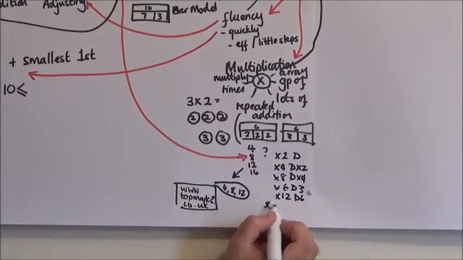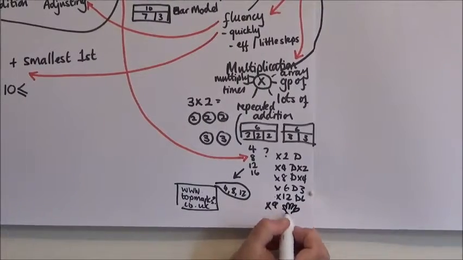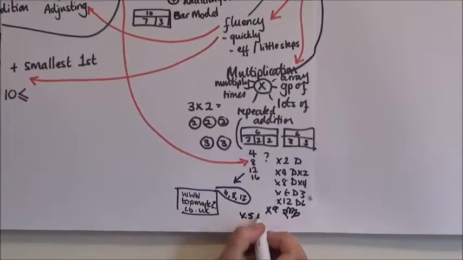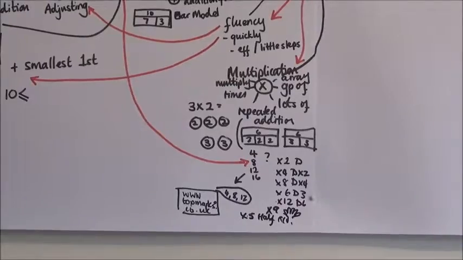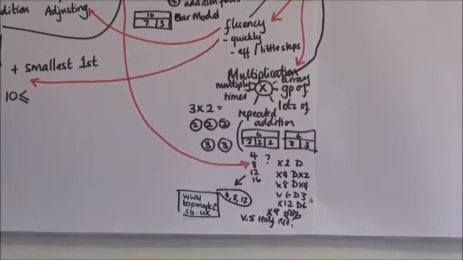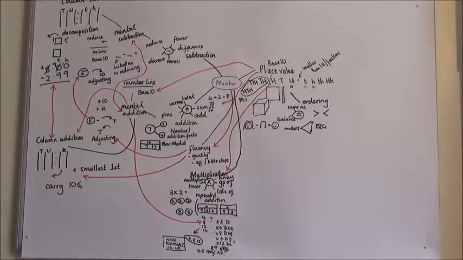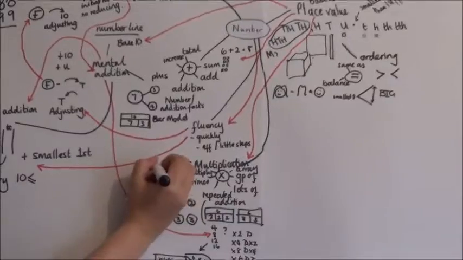We used our fingers, that's a better picture this time, for our 9 times table, and we knew that timesing by 5 was the same as halving timesing by 10. Okay, so timesing by 10, 100 and 1,000. We're going to put it here with multiplication.